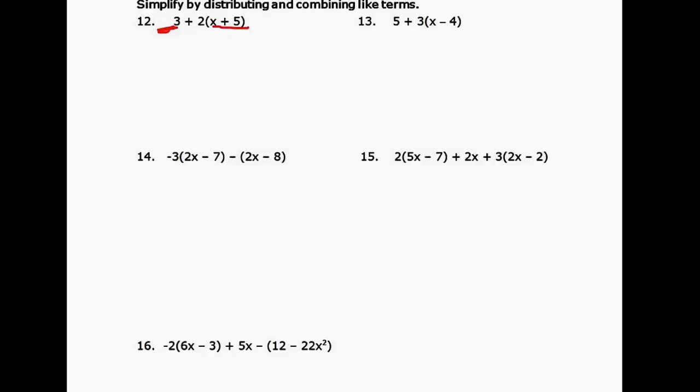Now on number 13, same thing. The 5 is the neighbor down the street. He has nothing to give to the kids on this lady's porch, so he's not going to be distributed. But then we're going to have to combine the like terms. So pause the video, and I want you to do number 12 and number 13 on your own. Once you get everything distributed and combined, start the video and check your answers.